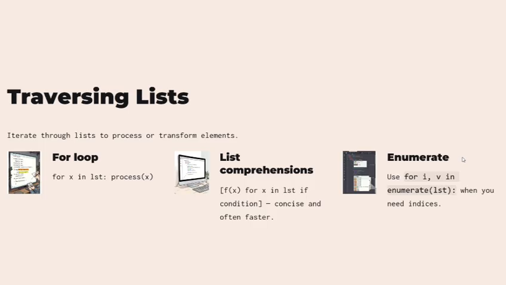Now the enumerate function. Sometimes we need both index and value. For this, we use enumerate. For example, for i, v in enumerate(list). Now we get i as the position and v as the element. If you want to write this down in a notebook, you can.